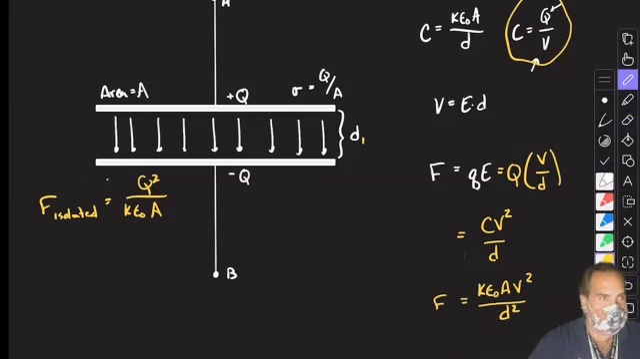Now, V is a constant if it's connected to the voltage source. But we'll notice that the force required to pull the capacitor apart diminishes quite rapidly because it's over D squared as I pull it apart. I don't know why that's true, but I can't fight the fact that that's what it is.